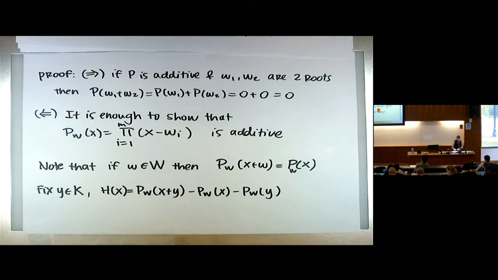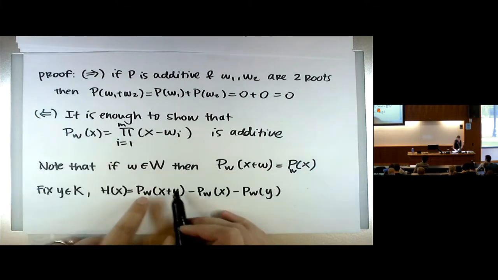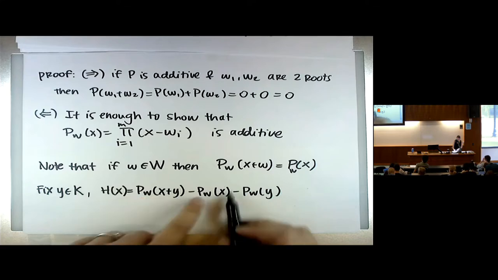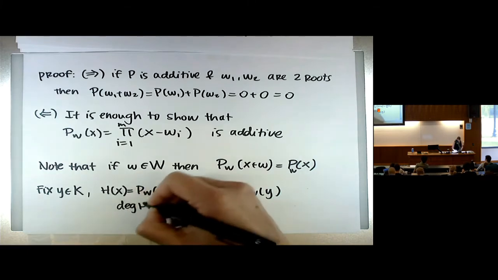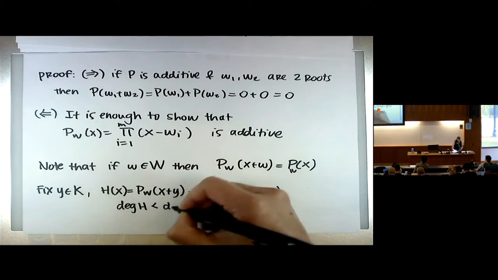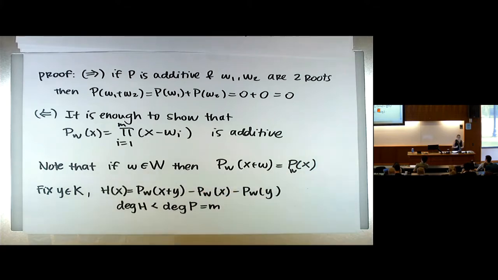Okay. So this is a monic polynomial, right, of degree M. And this is a monic polynomial of degree M. And so the first term cancels. We talked a lot about canceling, right? So the degree of H is strictly less than the degree of P, which is M.